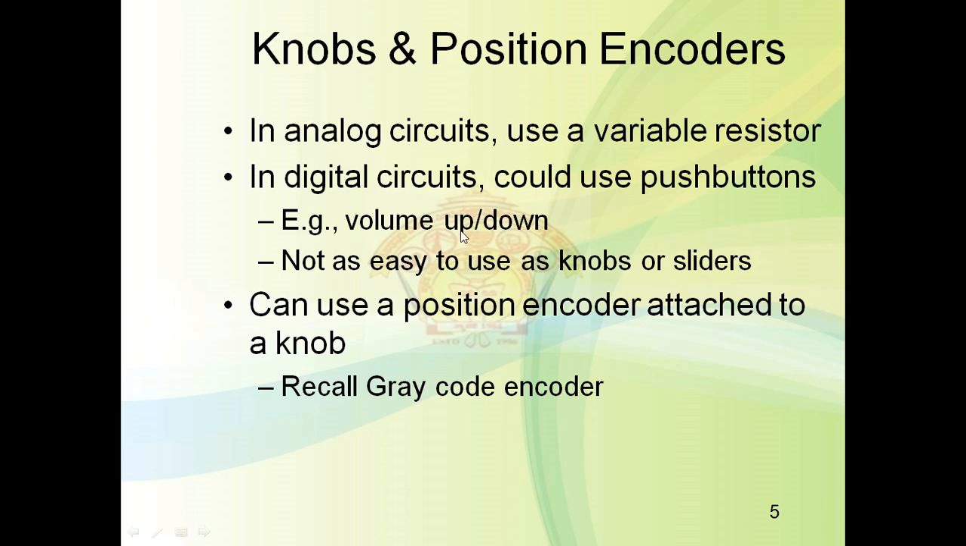So volume up and down switches are used, and it is not easy to use knobs. There are also sliders used. So we can use a position encoder attached to a knob. So how can we use a position knob?